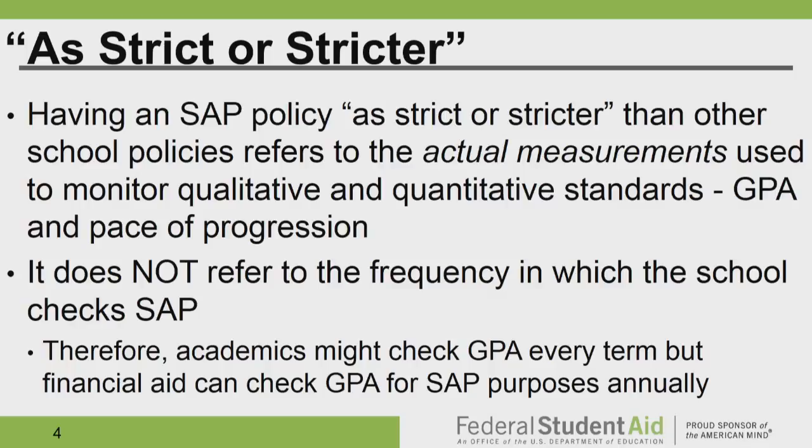We do want to remind you, though, that when you're talking about the as strict as or stricter than, we're not talking about how often you check SAP. So if you have an academic office that monitors progress every term, at the end of every term or payment period, and you in the financial aid office want to check annually, you are permitted to do that. And that still meets our policy and our regulations.